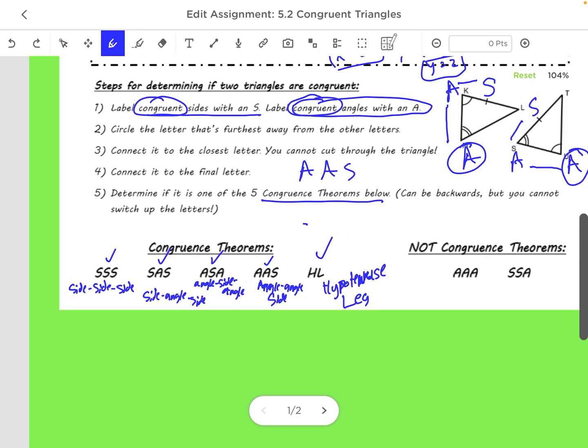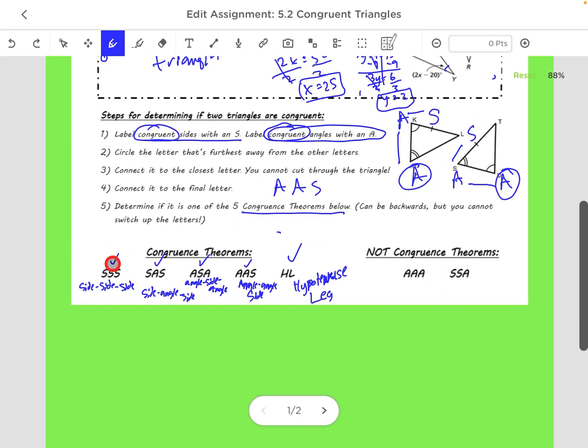Okay, so if we come up with any of these, and it can be backwards, right? This one backwards is still SSS. This is still SAS if we read it backwards. This one is ASA. This one backwards would be SAA. So if it's SAA, that's cool also.